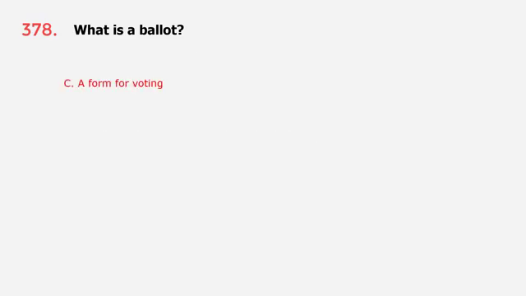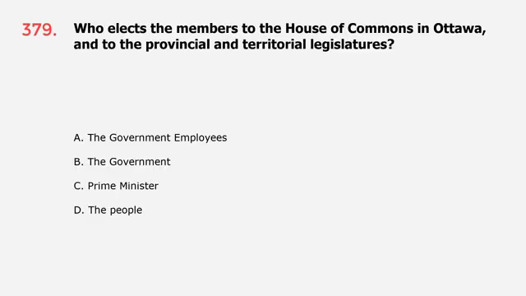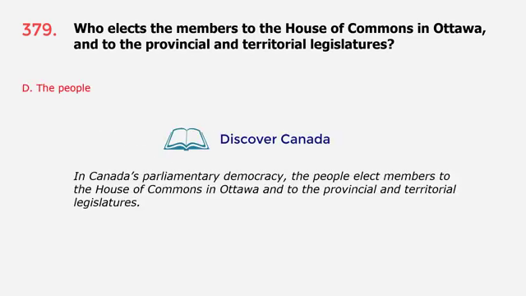The answer is C. A form for voting. Question 379. Who elects the members to the House of Commons in Ottawa and to the provincial and territorial legislatures? A. The government employees. B. The government. C. Prime Minister. D. The people. The answer is D. The people.